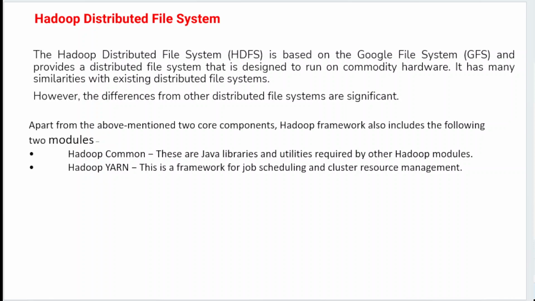So, apart from the above-mentioned two core components, the Hadoop framework also includes two modules: the Hadoop Common files and the Hadoop YARN. I told you in the previous slide that the Hadoop Common files consist of all the Java libraries, functionalities and packages that are required by the Hadoop modules. And Hadoop YARN is the framework for job scheduling and cluster resource management. Basically, YARN is used for job scheduling and for maintaining all the cluster resources.